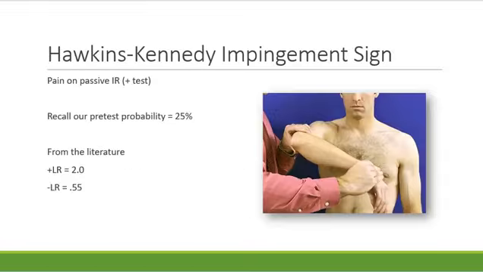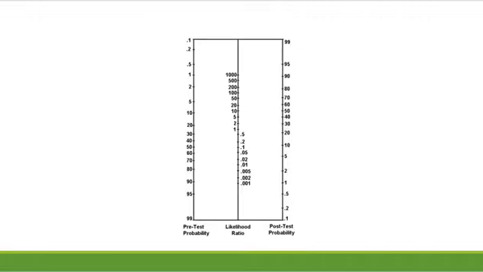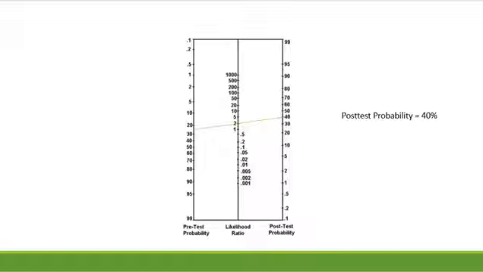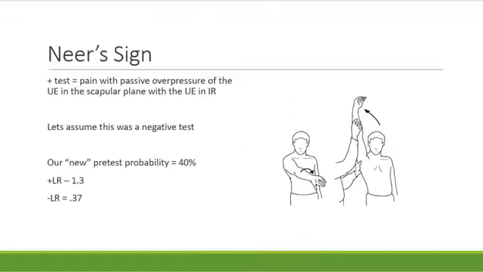You do the Hawkins-Kennedy impingement sign first. Pain on passive internal rotation is a positive test. There, listed from the literature, are the positive and negative likelihood ratios. So using the nomogram, let's say there was a positive test. We would draw a line through the number 2, because 2.0 is what the positive likelihood ratio is. So now the post-test probability is increased to 40%.